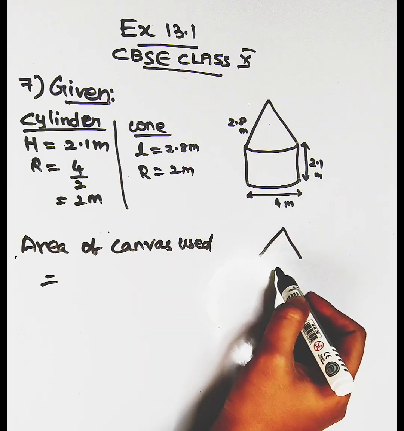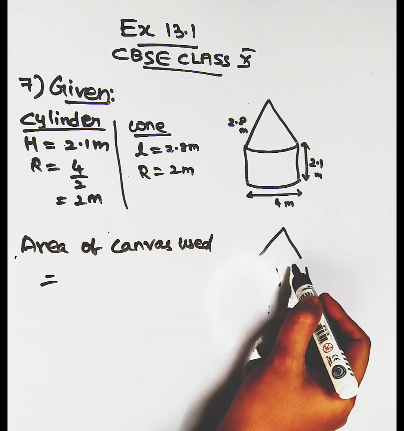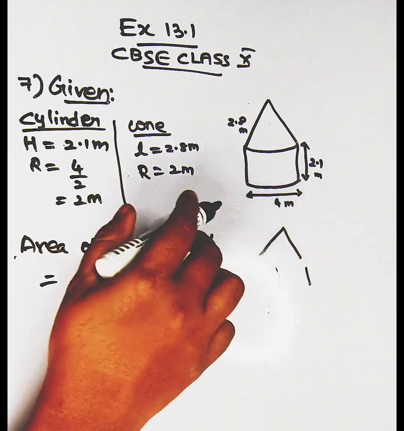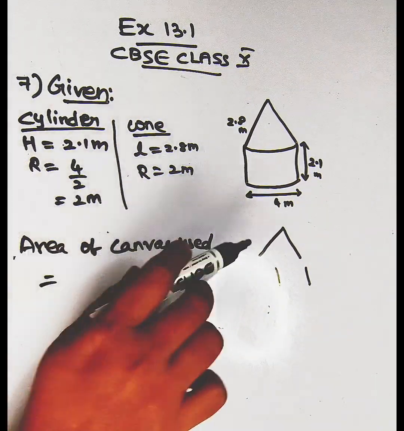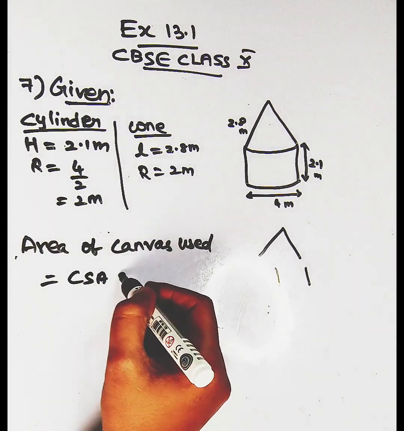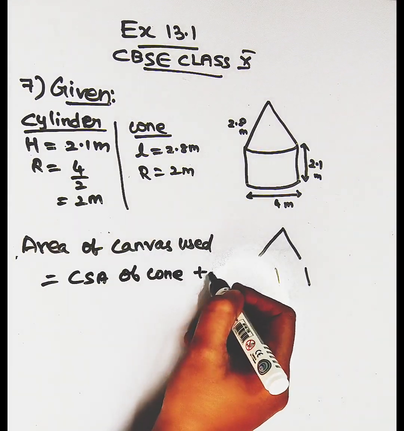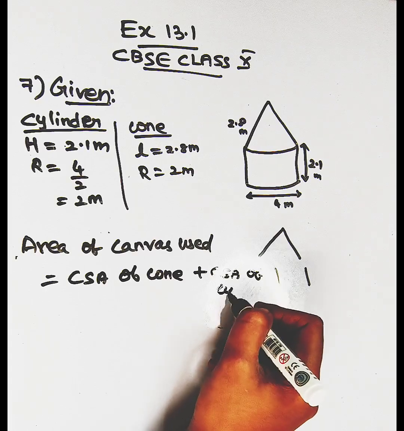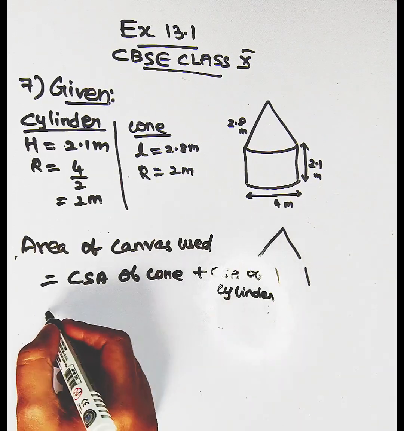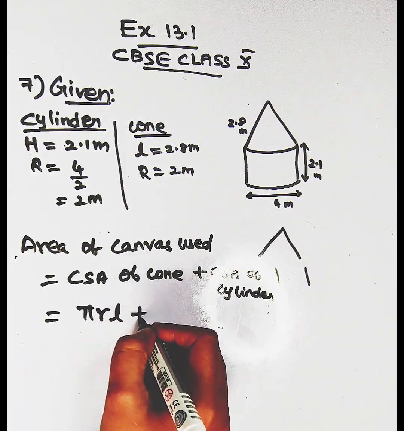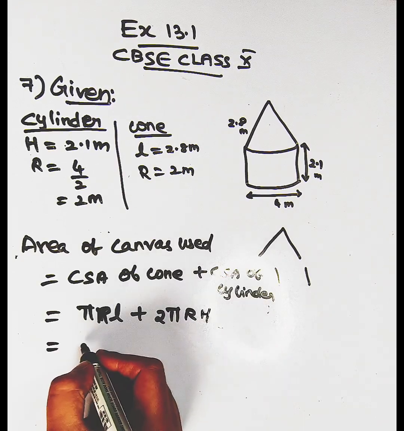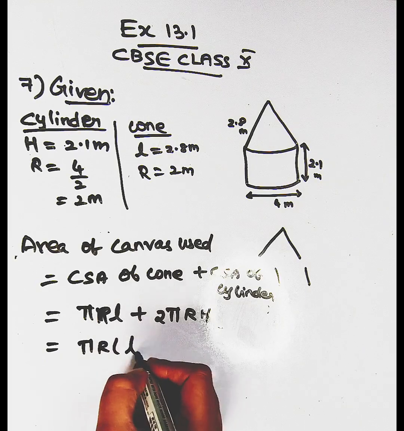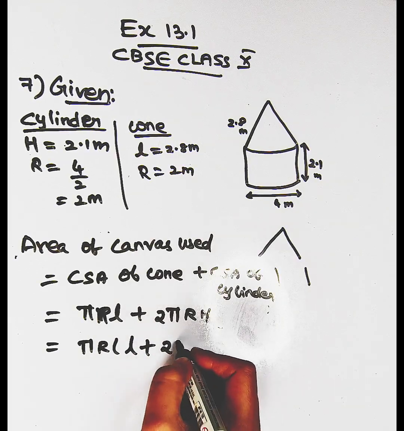Same way for the cylinder, only the curved surface part is required. The top and the bottom is not required for the tent. Let us write the given data for cylinder and cone. So the area of canvas used is CSA of cone and CSA of cylinder. Let's substitute the formula. CSA of cone is pi r l and CSA of cylinder is 2 pi r h. We can take pi r as common, remaining will be l plus 2h.